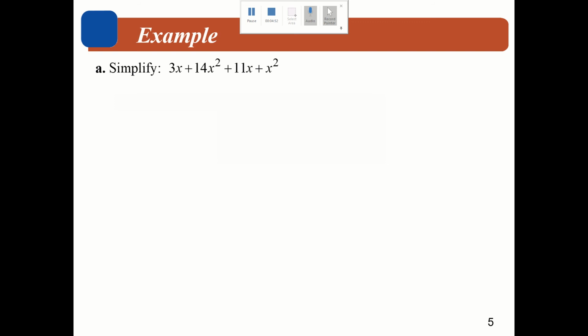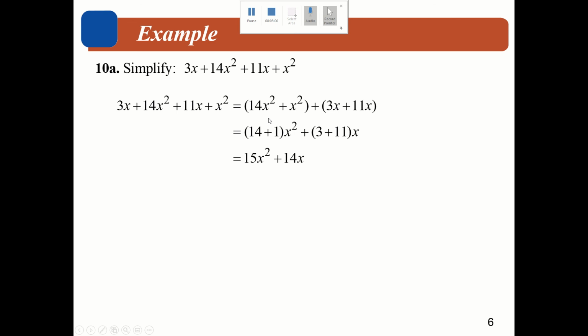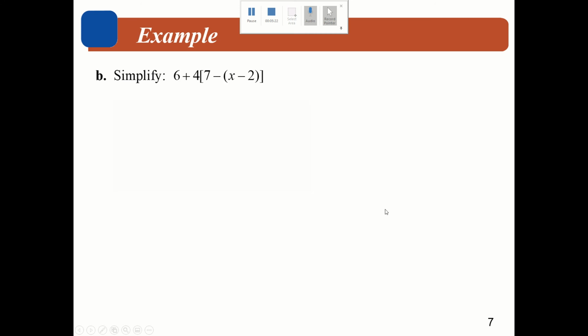I can add this 3x and this 11x. I can do 3 plus 11, which would give me 14. I can also do 14x squared plus an x squared. Remember, if you don't see a coefficient in front of this number, there's always a hidden 1, which is where this 1 right here comes from. So we would get 14 plus 1 gives us 15x squared. So this expression simplified is 15x squared plus 14x.